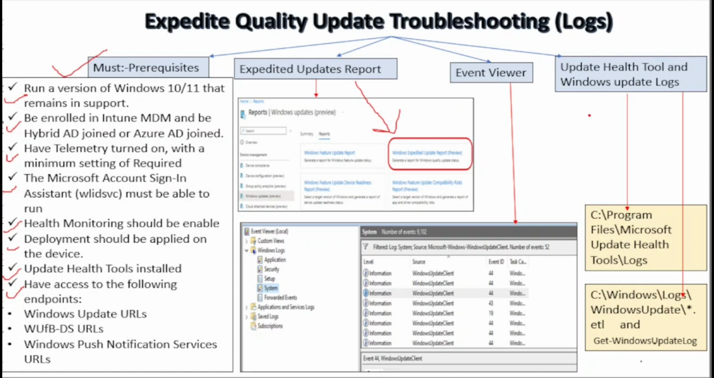We can also track notification related issues using the Windows Update Health tool, which is installed under C:\Program Files\Microsoft Update Health Tool, and then logs. And we can also use the Windows Update logs to track the end-to-end download and installation of Windows updates. These two logs are very helpful when we want to track detailed information related to notification services as well as related to download and install of the updates.